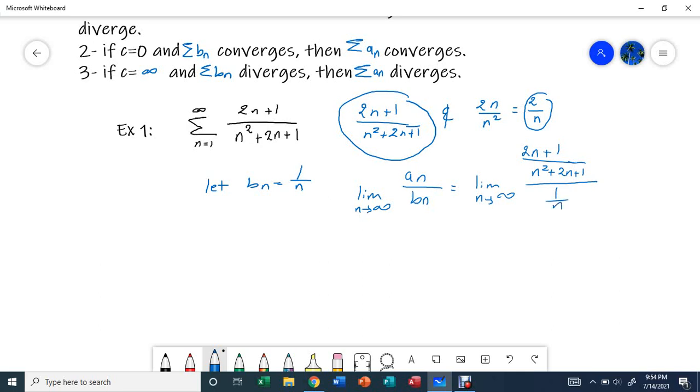And now let's simplify. So it's going to be the limit as n goes to infinity of (2n plus 1) over (n squared plus 2n plus 1) times the reciprocal, which is just n. That leaves us with the limit of (2n squared plus n) over (n squared plus 2n plus 1) as n goes to infinity, and that's going to be the limit of 2n squared over n squared, which is just 2.